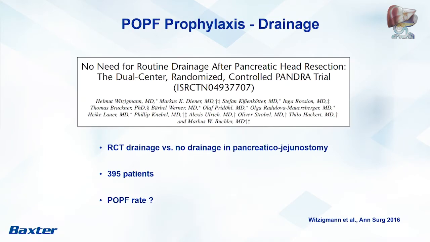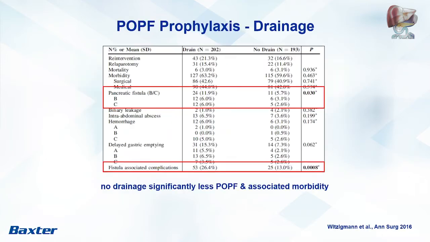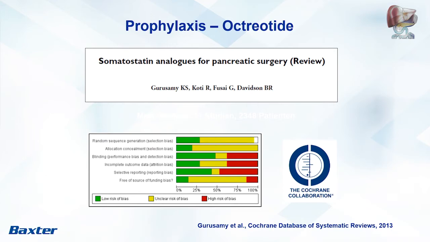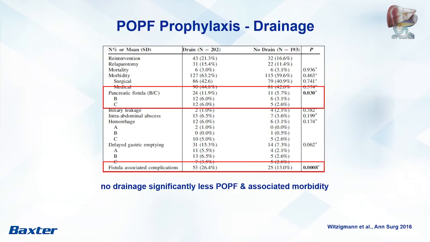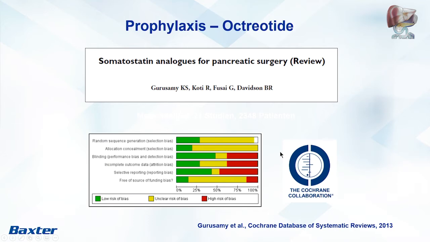Now, what about drainage? I already mentioned there was a more or less moderate consensus that you should use drains. We don't agree with that because probably most of you know the so-called PANDRA trial was a 2-center trial with 400 patients, routine drainage in Whipple procedures compared to no drainage in Whipple procedures. And when you look at the results, you see that the no drainage group had significantly less clinically relevant fistulas and associated morbidity, which is shown here. Drain group 26%, I'm sorry for that, and the no drain group 13%. So somehow this is not really working.